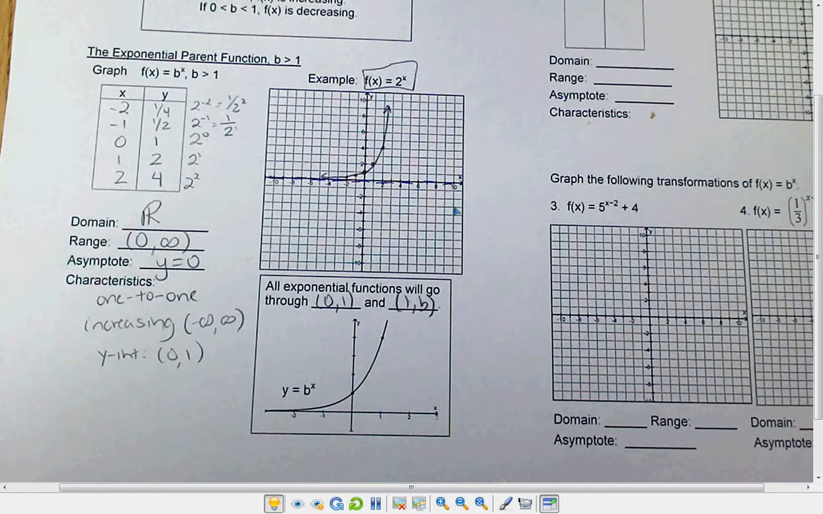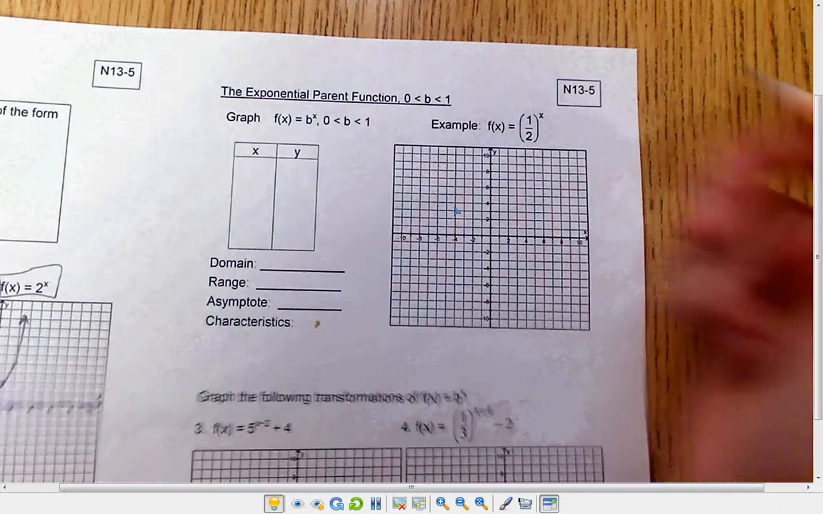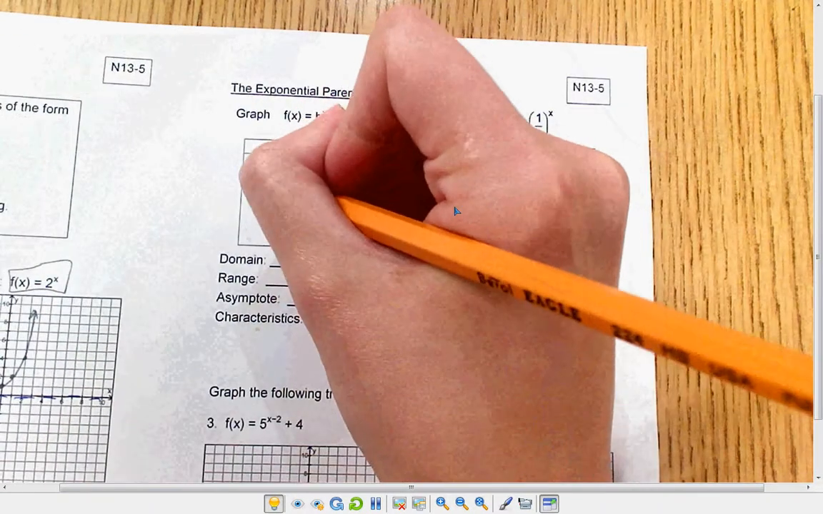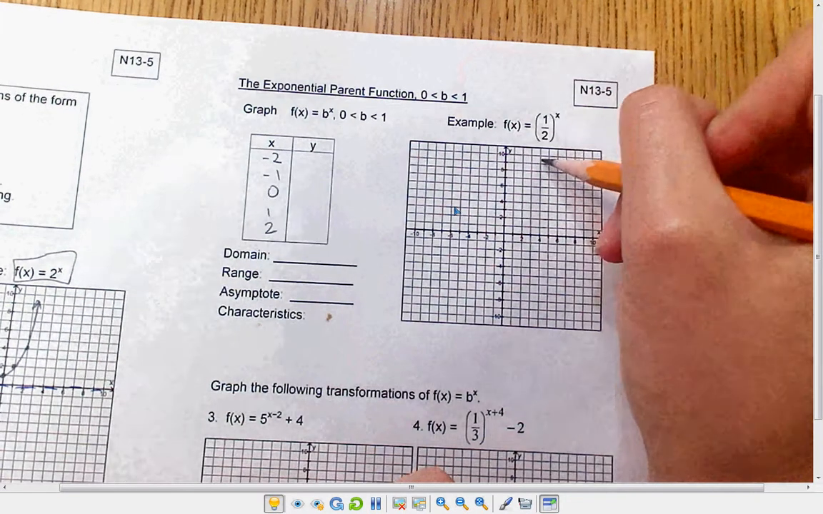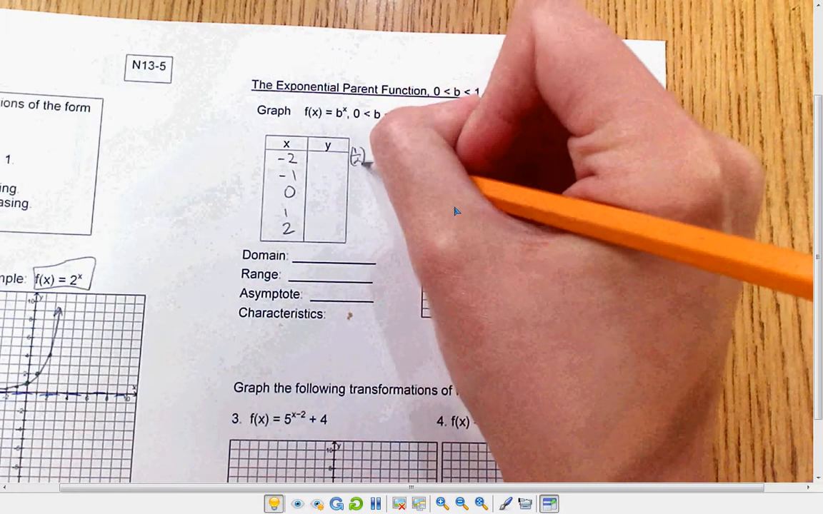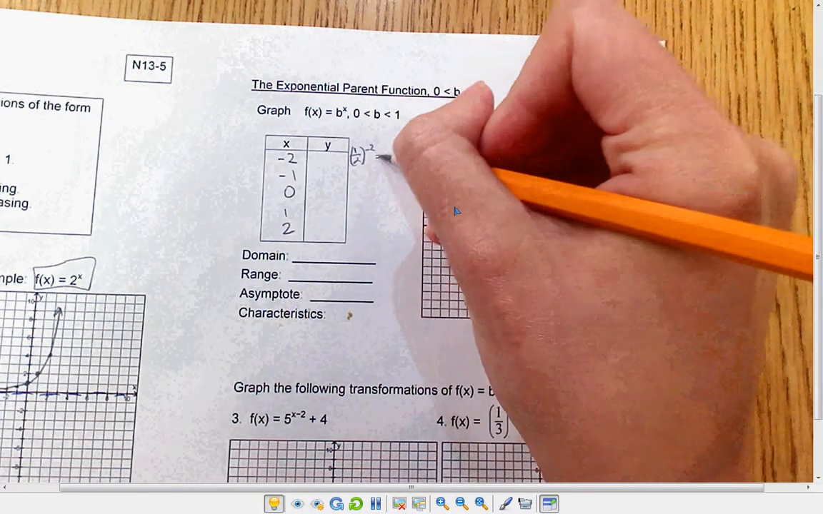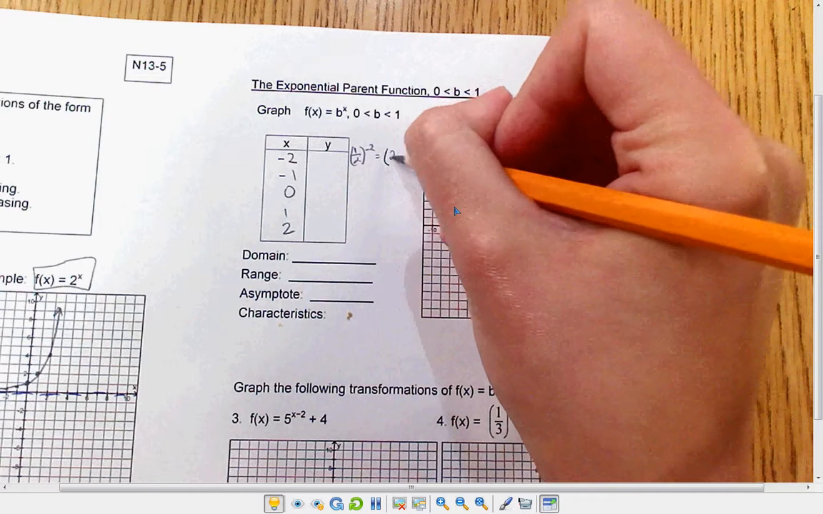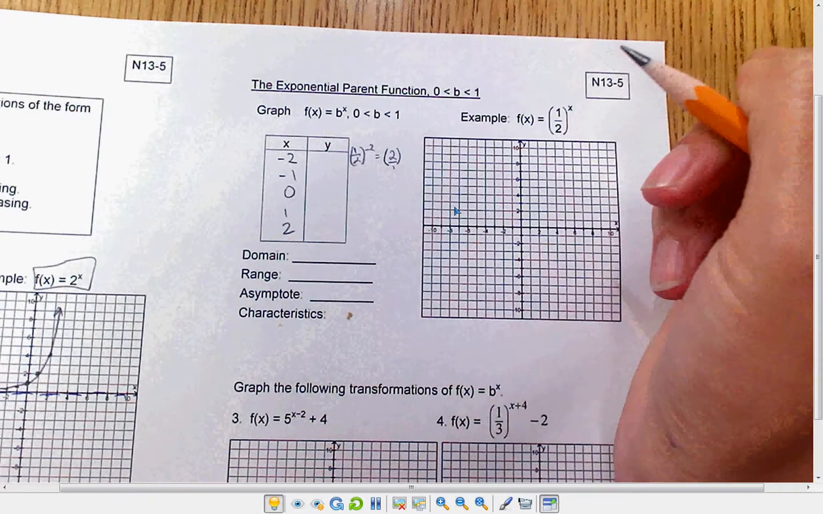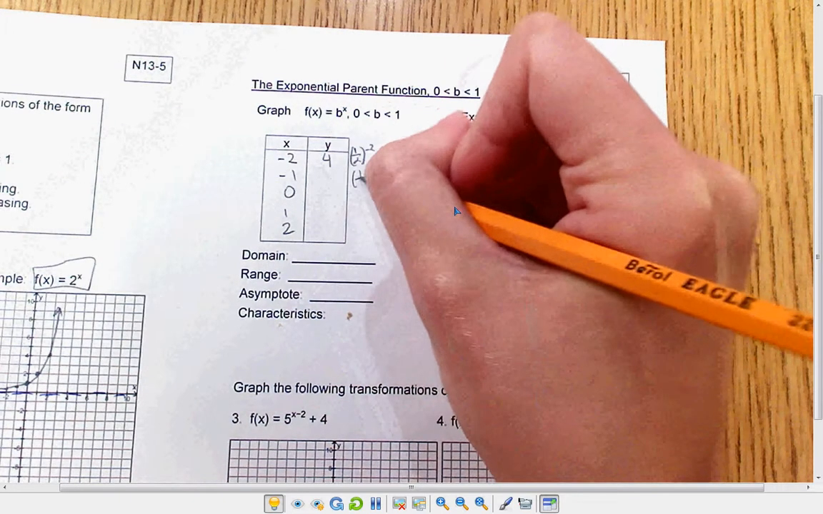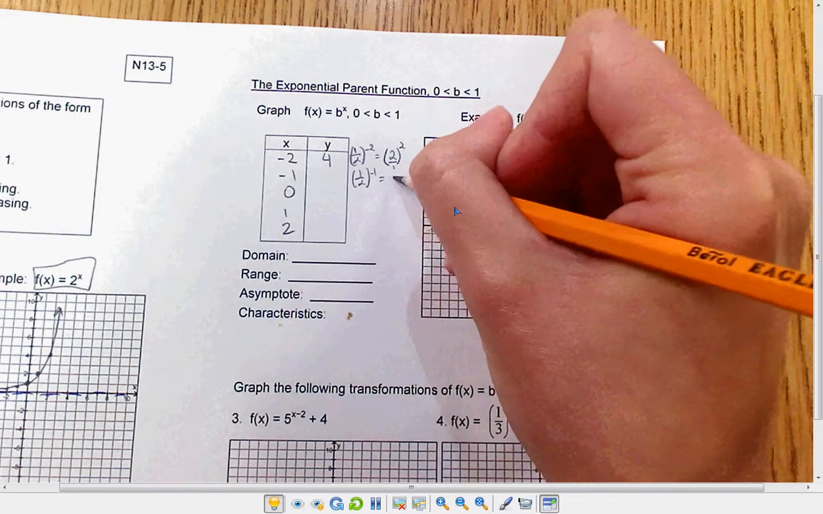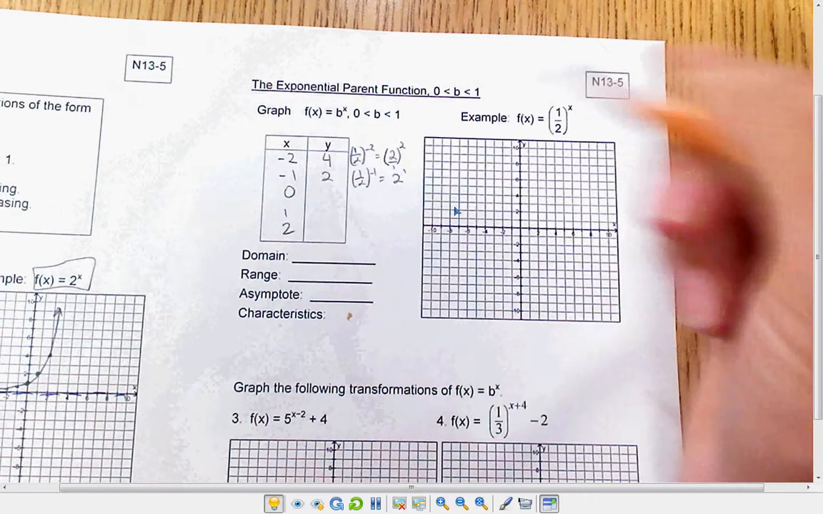Okay, we're going to do the same thing now, but instead of having a base of 2, we're going to have a base of 1/2. So same idea, we're going to plot these points, negative 2, negative 1, 0, 1, 2, but this time we have 1/2. So if we do 1/2 to the negative 2, now the negative means we're flipping this, so now it's 2 over 1, which is really 2 squared. 2 squared is just 4. Again, 1/2 to the negative 1, we flip it, it becomes 2 to the first power, which is 2.